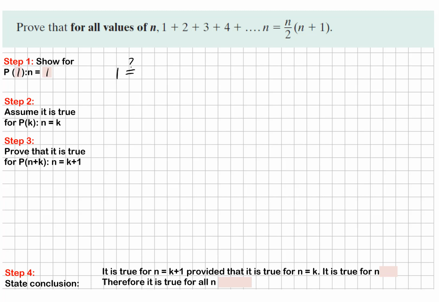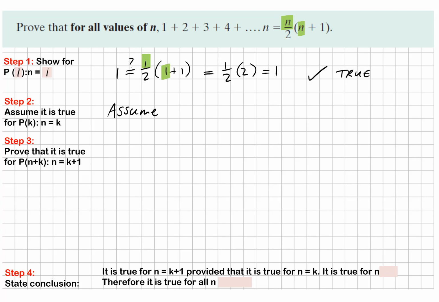The left-hand side of the equation would be just the number 1, and the right-hand side of the equation would be, I'm substituting 1 in for n in the expression. When I do that, I'm getting a half times 1 plus 1, which is 2. Of course, that's equal to 1. So it's true. 1 does equal 1, so it works for 1.